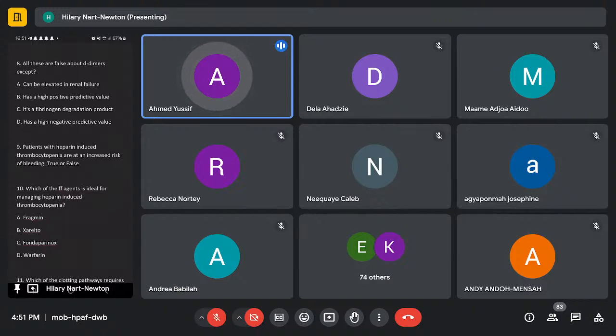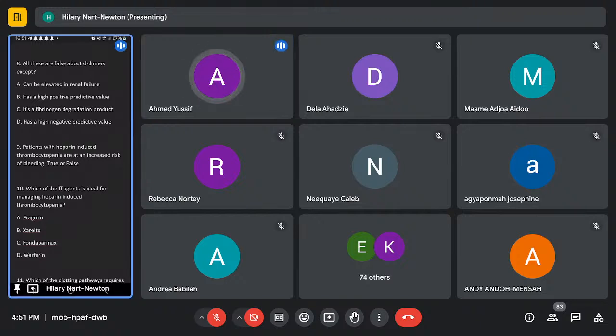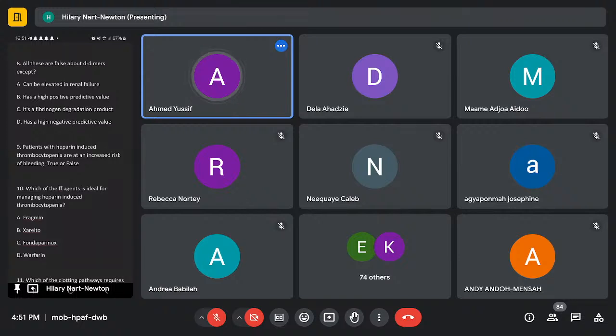All right, so there are actually two answers here. The answer is A and D. It can be elevated in renal failure, so it's renally cleared. When there's renal impairment, D-dimers can also increase. And it also has a high negative predictive value. So it's A and D.